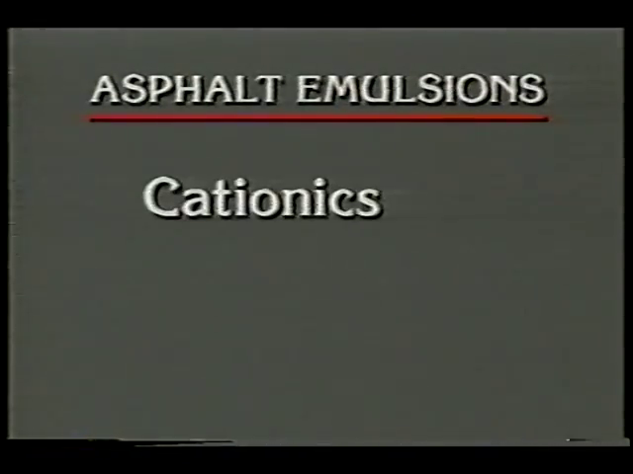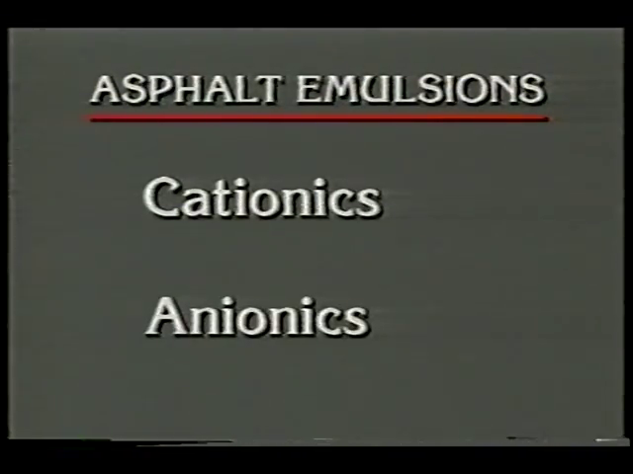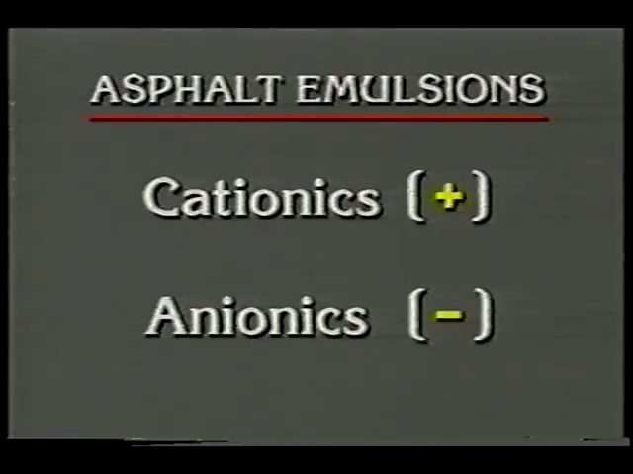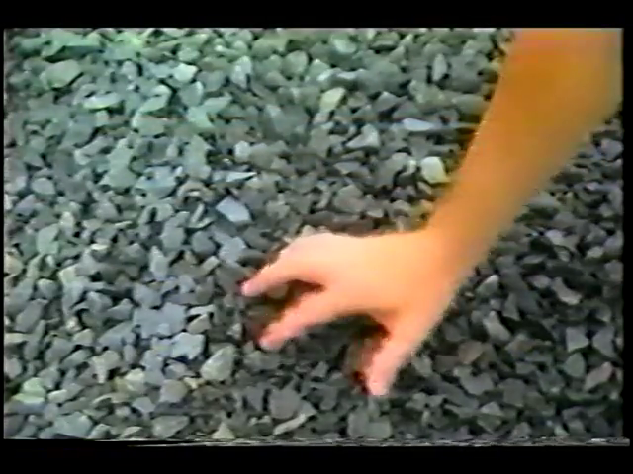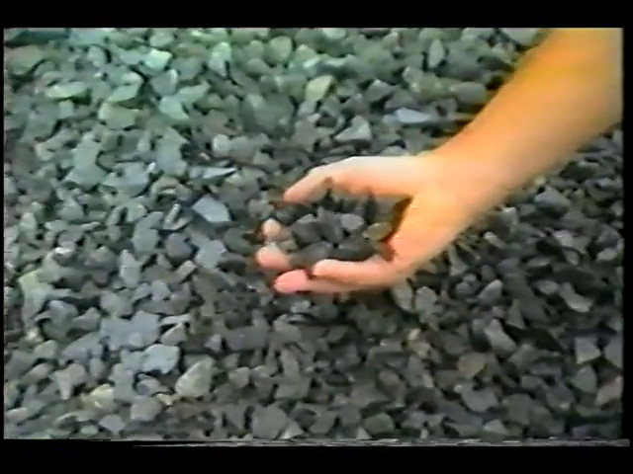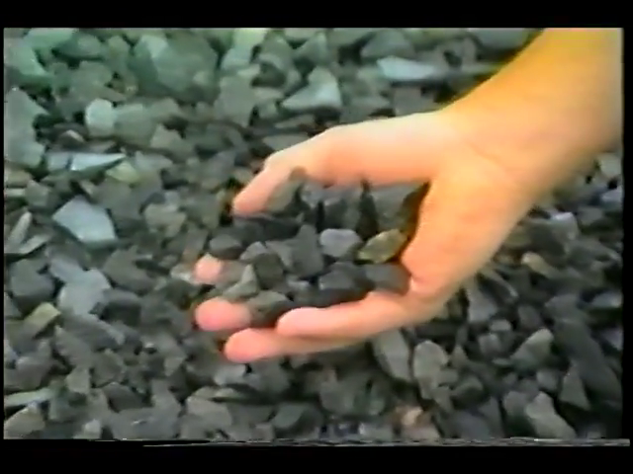There are two basic types of asphalt emulsions, cationics and anionics. The cationic emulsions have a positive charge, while the anionic emulsions have a negative charge. The charge of the aggregate and the emulsion should be opposite. Like charges repel, while opposite charges attract. One advantage of using asphalt emulsions is their ability to coat damp aggregates. The emulsion contains approximately 1/3 water, which will be lost by evaporation.